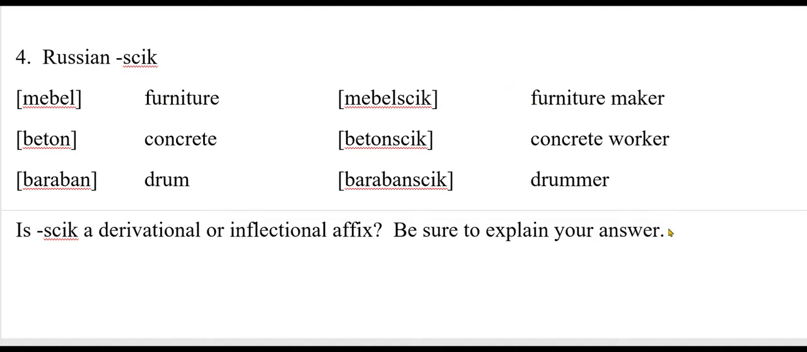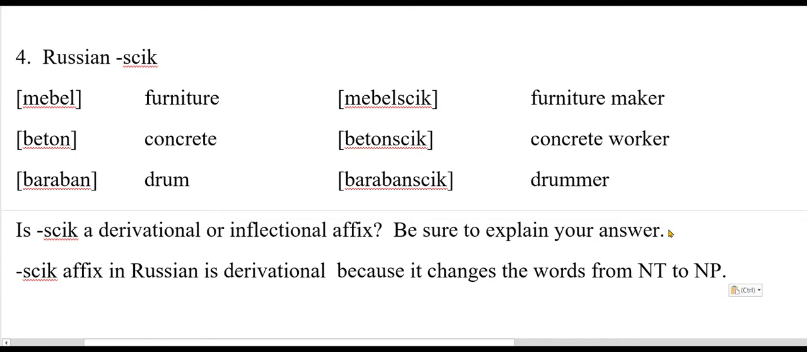So then, is it derivational? So it doesn't seem to be affecting the word grammatically. So by default, this is a derivational affix. So you could say something like this: The skik affix in Russian is derivational because it changes the words from noun things to noun persons.